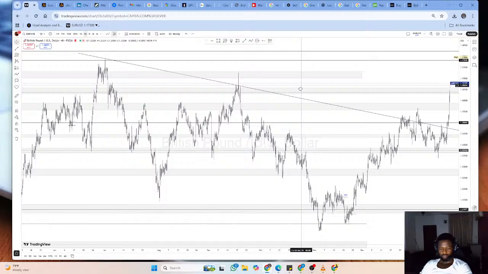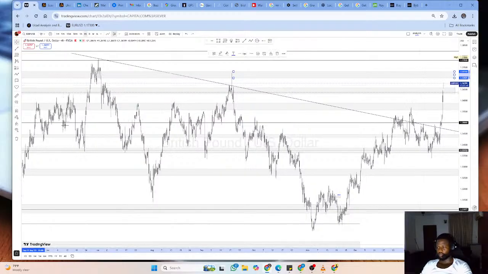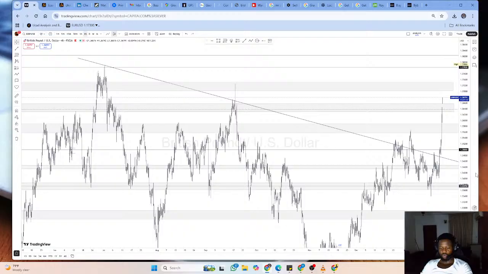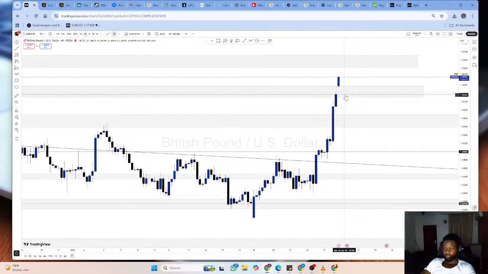I'm trying to see where GU might start retracing from, because after we broke this slope, and then we are making this push up, the market opening right now gave us a gap, so I'm trying to see where this gap might retrace from, because definitely we're in an uptrend, no doubt.